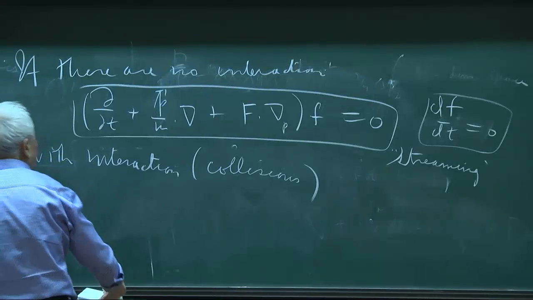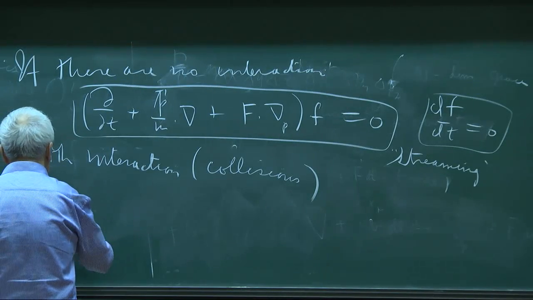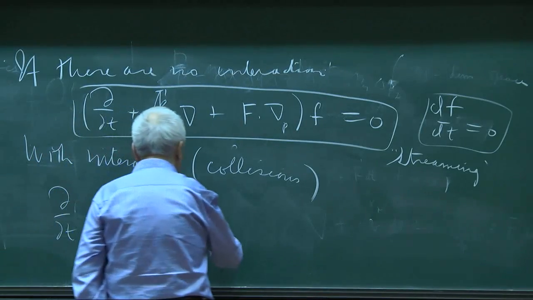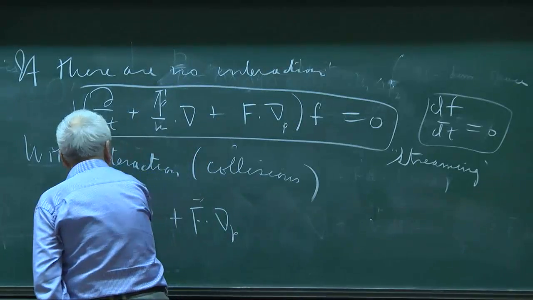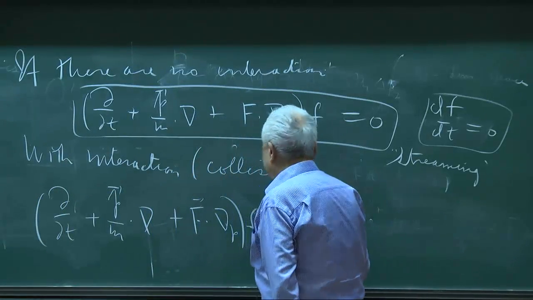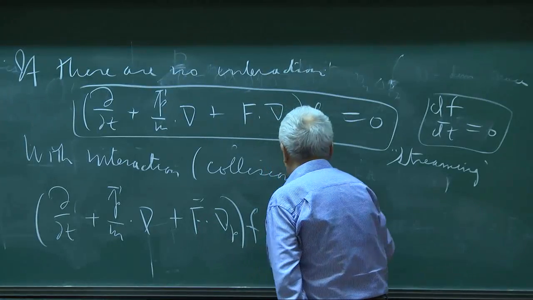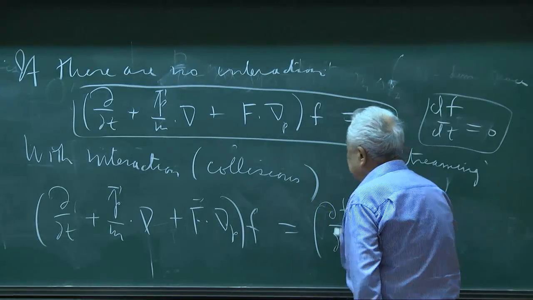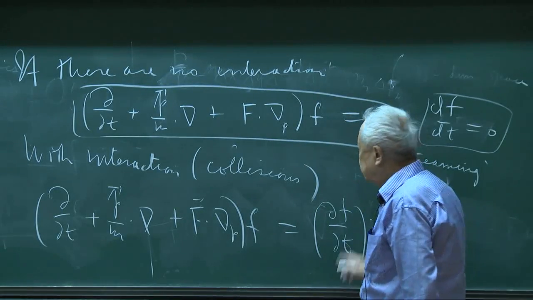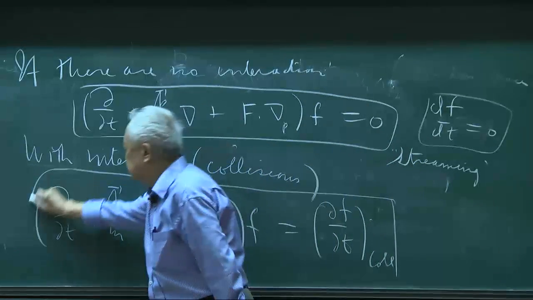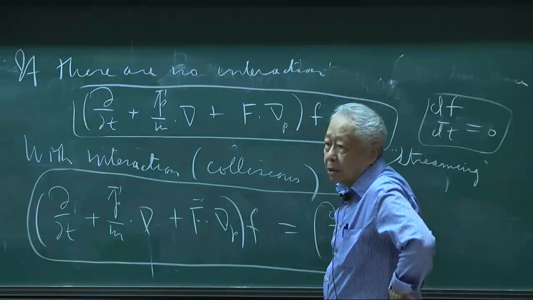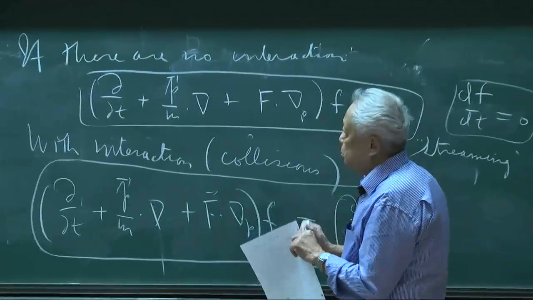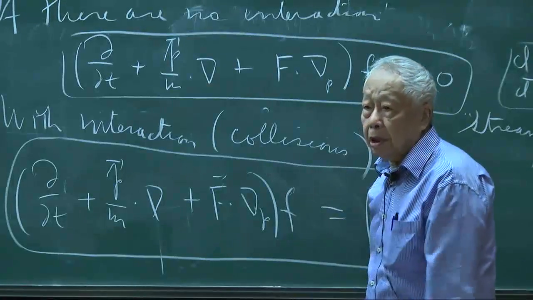So with interactions, this equation just becomes d/dt plus p over m dot gradient plus F dot gradient with respect to p of f. All we need to do is that this left hand side is not 0. So we just call it something. This is called df/dt collision. This is the time rate of change due to collisions, and this is the definition of this term. And we'll construct this term. So this is the general form of the equation. And the task left is to derive what this thing is. And that's the crux of the matter. How does a collision affect the change of the distribution function?